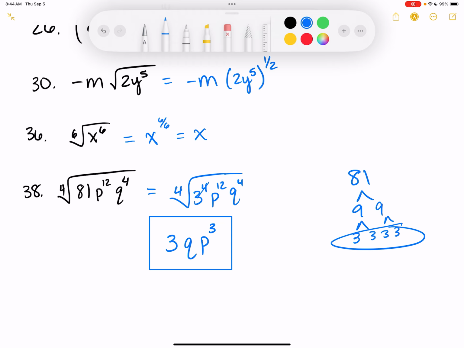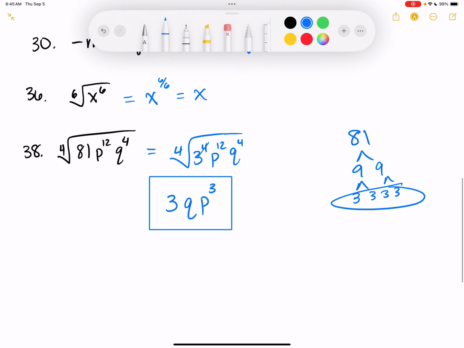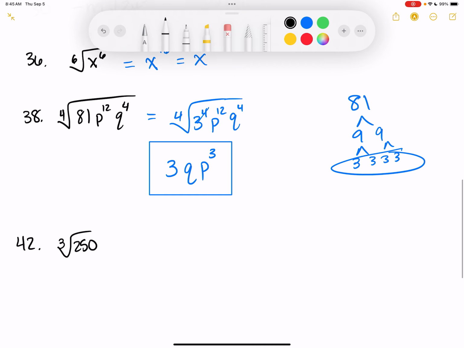What's next? Still simplifying the expression, but these are not going to be like perfect roots now. 42. Get the cube root of 250. So, not a perfect cube, so I need to see if I can break it down.